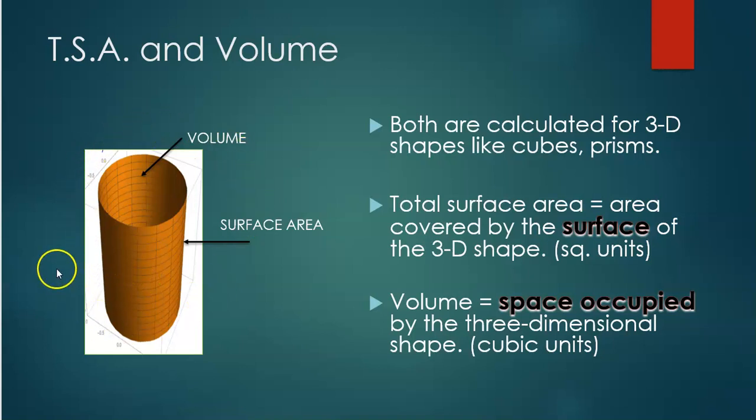So if you look into the figure, and this is looking at a cylinder, the surface of the cylinder and the area occupied by the surface corresponds to the surface area and is measured in square units, whereas what is contained within the cylinder, the space occupied by it, is called its volume. Both are calculated for 3D shapes like cubes, prisms, cuboids, what have you. Alright, moving on.